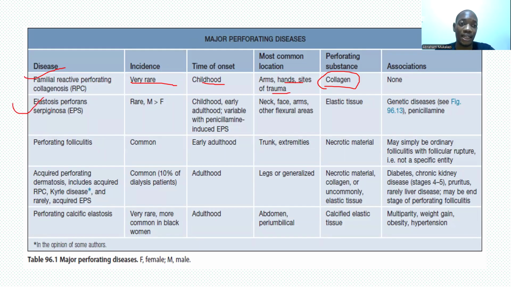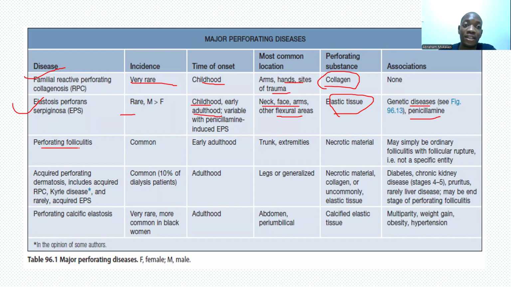The second one is the elastosis perforans serpiginosa, also called EPS. This is a little bit rare, but more common in males than females. It can have an onset either in childhood or adulthood, especially if it is induced by the drug penicillamine, in which case it can occur at any age. It also loves the neck, the face, the arms, and other flexural areas. In this case, you're eliminating elastic tissue as the component. Then it can be associated with other genetic diseases, and also use of penicillamine. We see it being associated with Down syndrome.